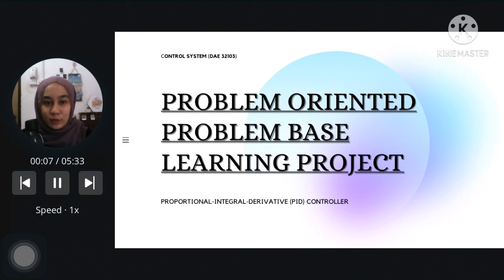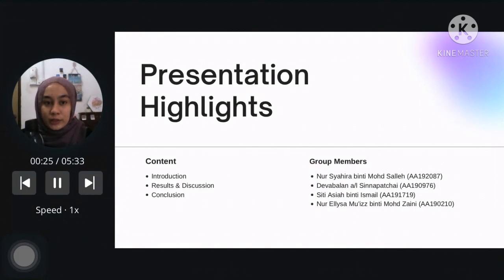I would like to present about the problem-based learning project, Control System DAE 32103. It's about the proportional integral derivative (PID) controller. For the presentation highlights, we have introduction, result and discussion, and conclusion. Group members: me, Nur Syahira binti Muhammad Saleh, Deva Balan, Siti Asiah, and Nur Elisa Muiz.